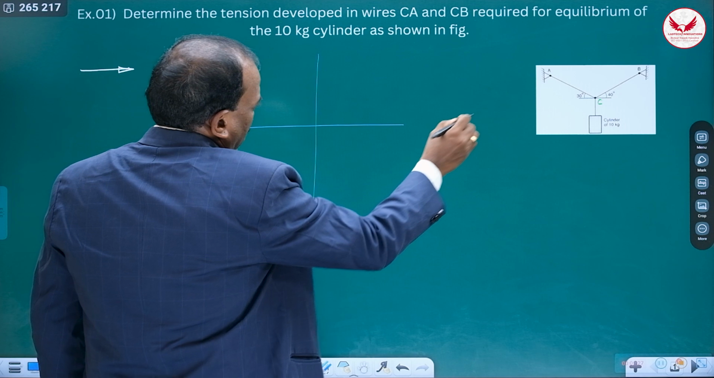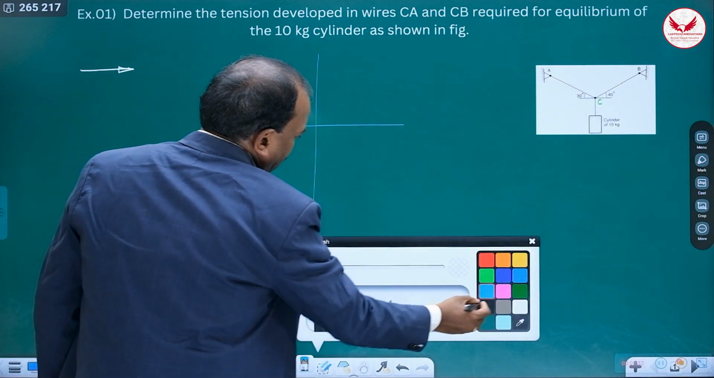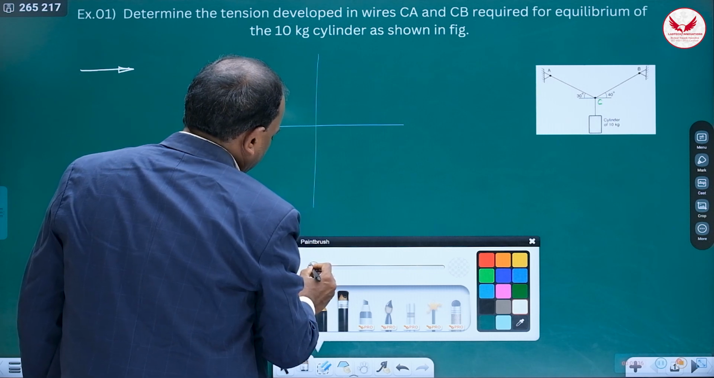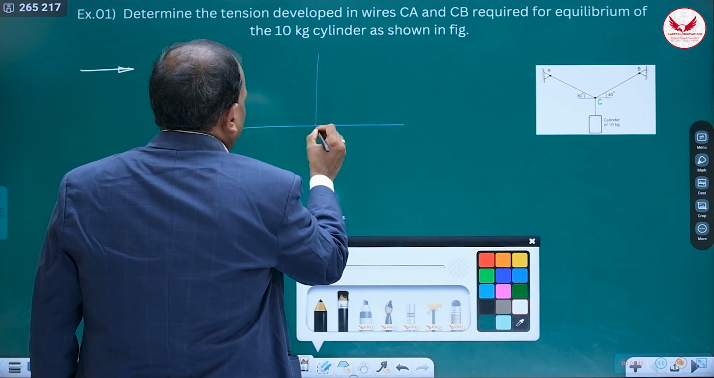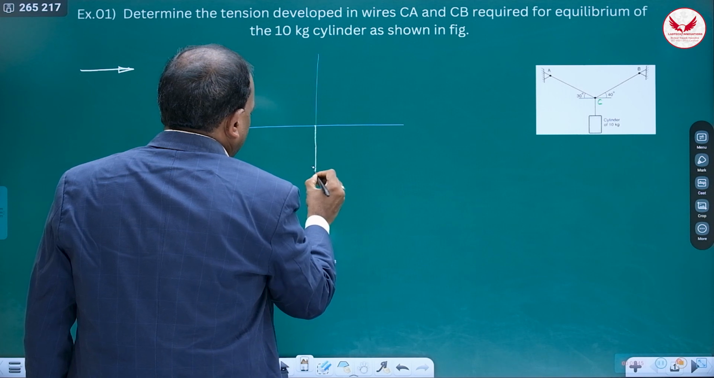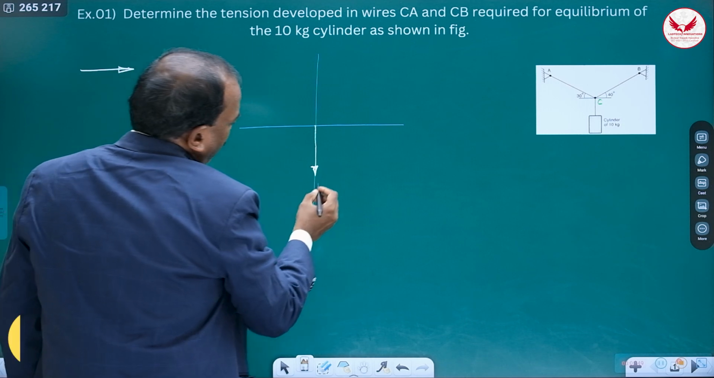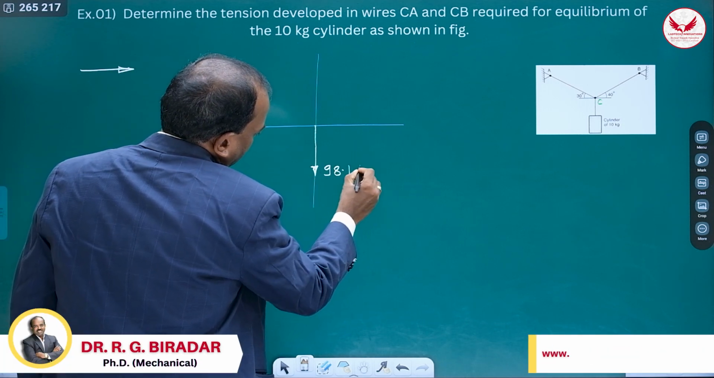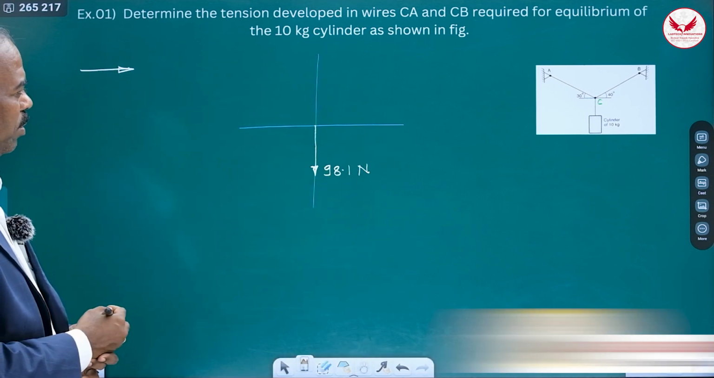See the weight of the cylinder, how we have to mark that? It should be like this. From this point, the weight is acting like this and the weight is going to be 10 kg, 10 into 9.81. So it is 98.1 Newton. Always force should be in Newton. So this is the weight from the common point.